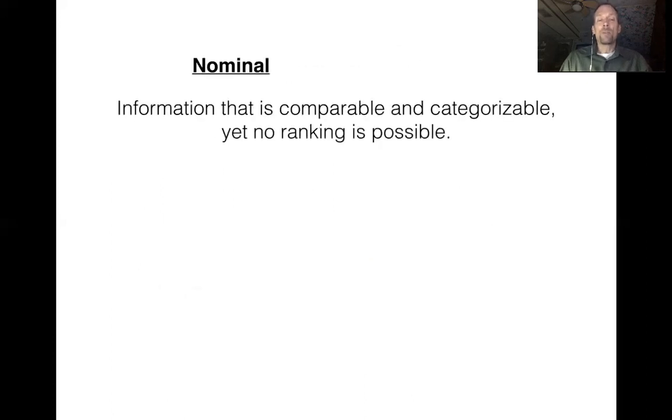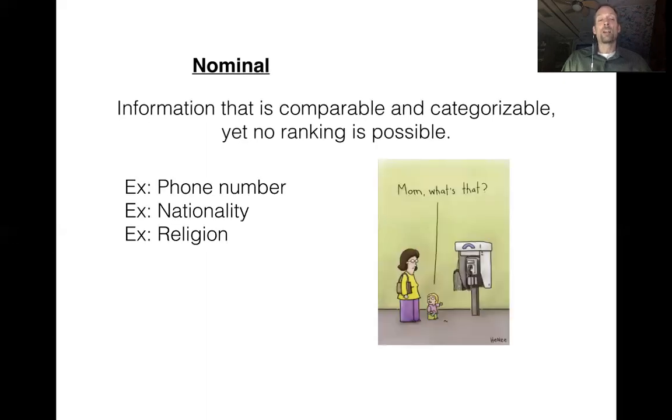With nominal data, it's information that's comparable and we can categorize it, but the key is you don't have any way of ranking the data values in the data set. Now, what would that look like? A good example might be somebody's phone number. We can look at a whole bunch of phone numbers. We can say how many phone numbers belong to each area code, but there's no real way of saying one phone number is better than another person's phone number. Most of the time, you just care about getting the digits correct so your phone dials.